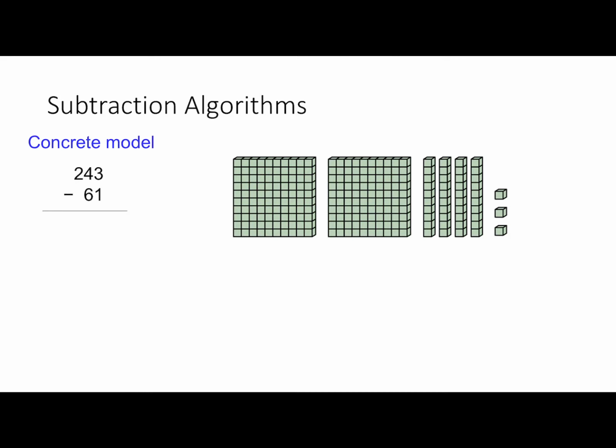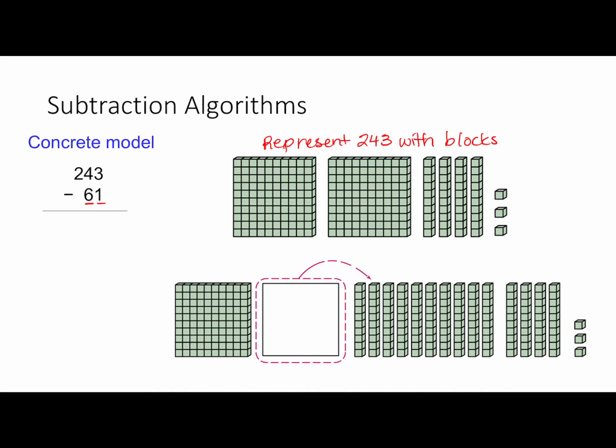All right, so this is 243. Let me write, I represent 243 with the blocks. Now I look at 61, and that means that I need to take away 6 tens and 1 one from 243. Now, if I look at my picture, I only have 4 tens. So I'm not going to be able to take 6 tens from those 4 tens. So what do I do? I take one of the flats and I decompose it into 10 longs.